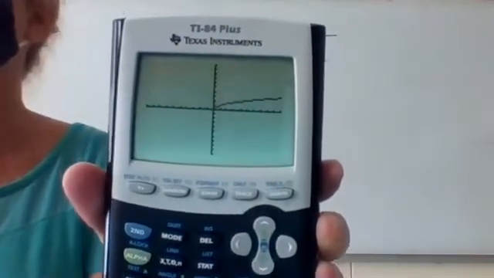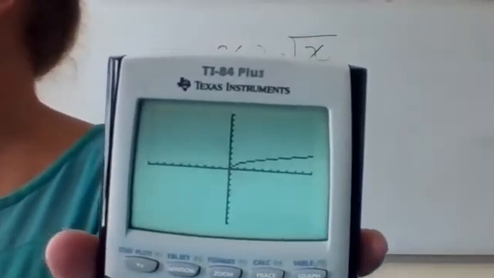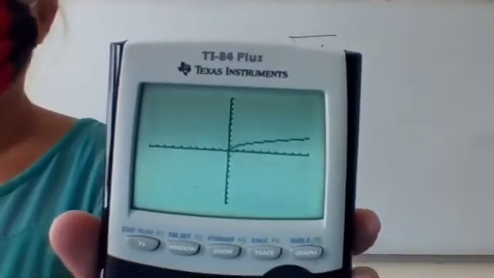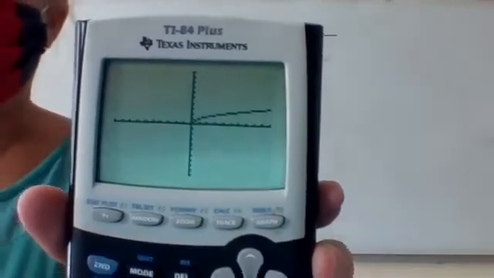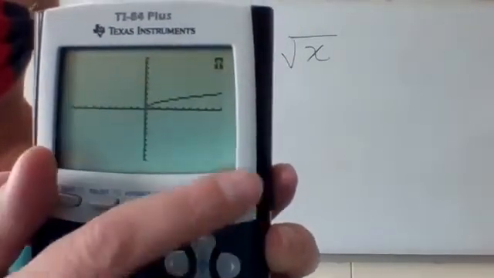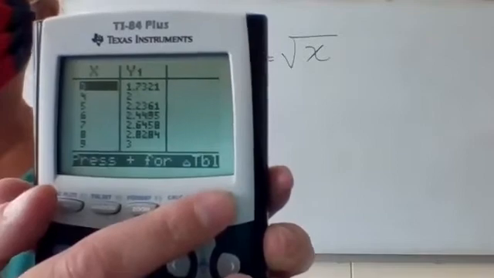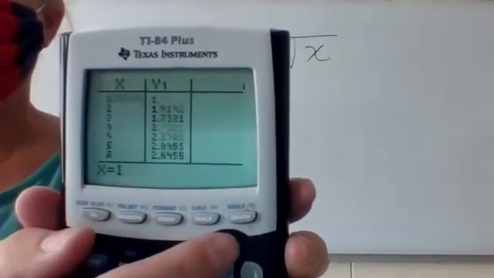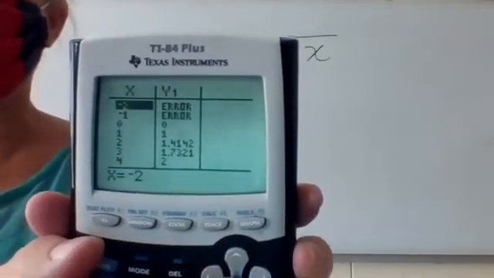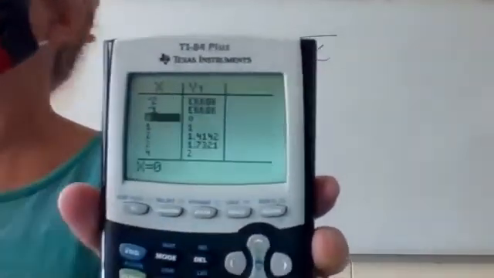So there's what it's going to look like. Let's see why. Let's plot some points. Go to second table to get your points. Now, look up. Do you see what happens when your x is below 0?